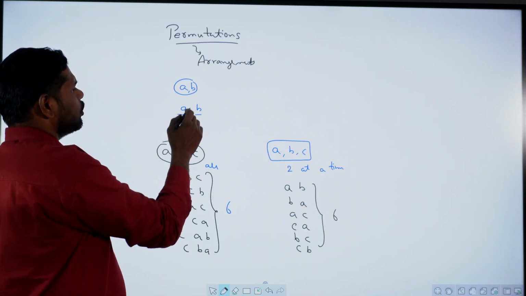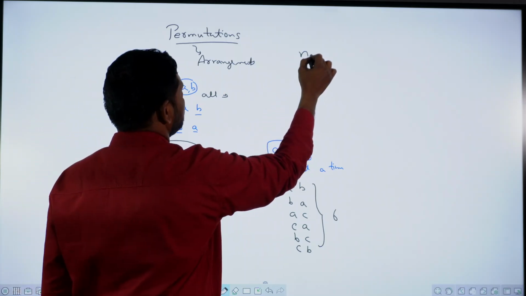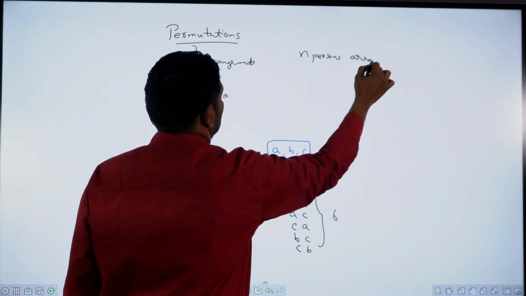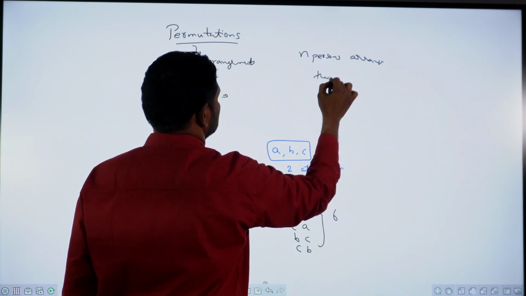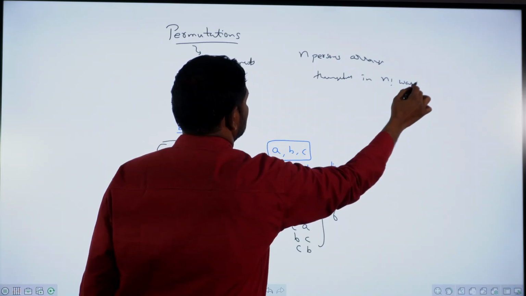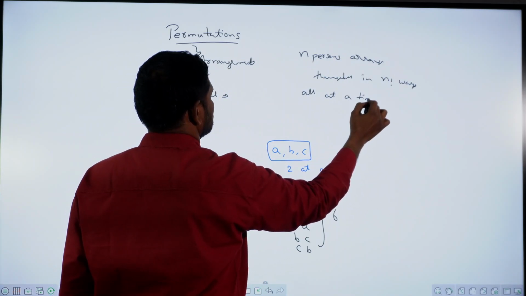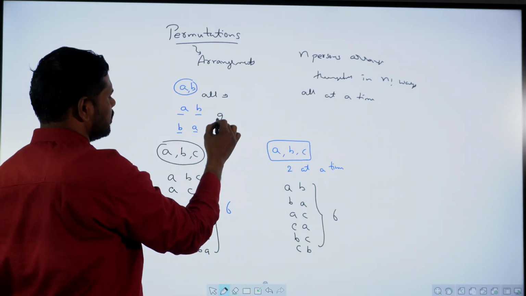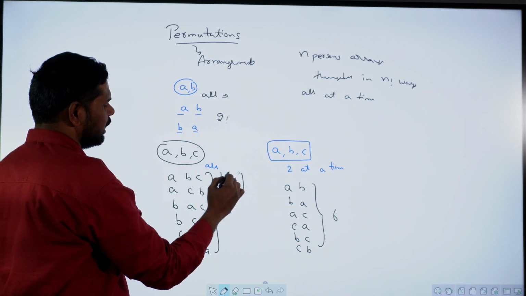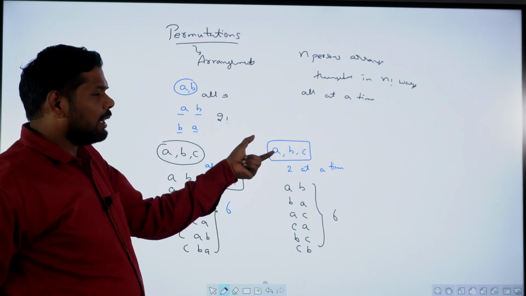So suppose n persons are there, all at a time. They arrange themselves in n factorial ways, simply by taking all at a time. Suppose 2 persons are there, we arrange in 2 factorial. 3 persons, arranging all 3 at a time means 3 factorial. But just observe here, 3 persons are there.